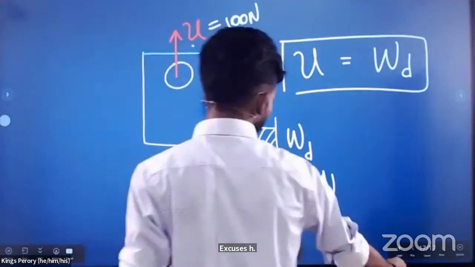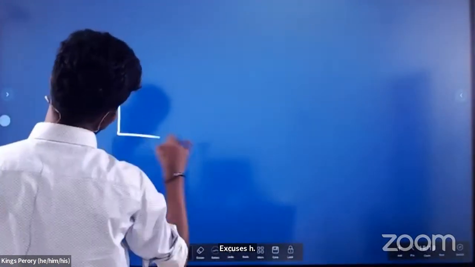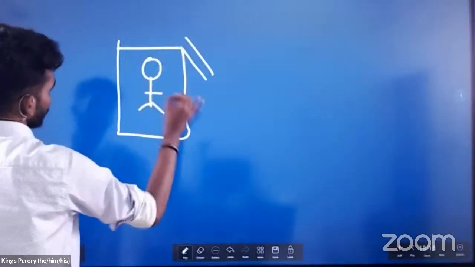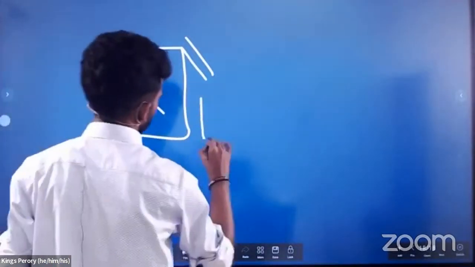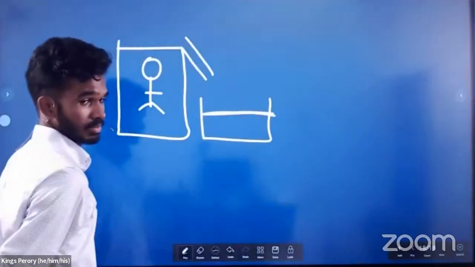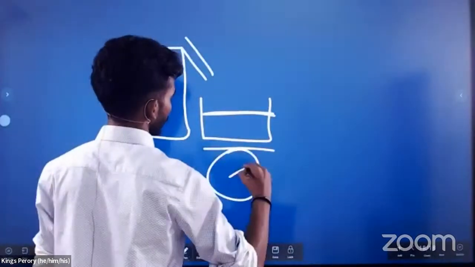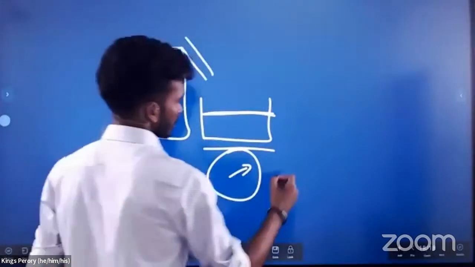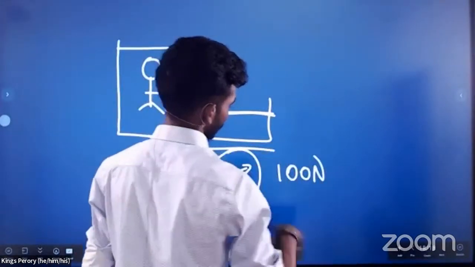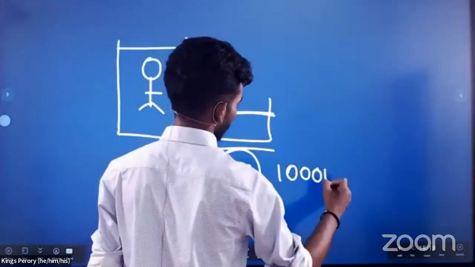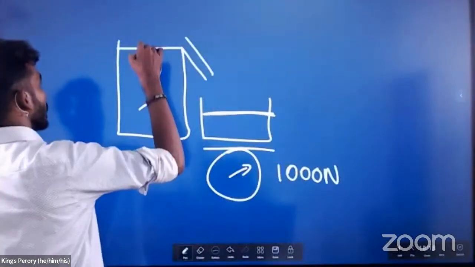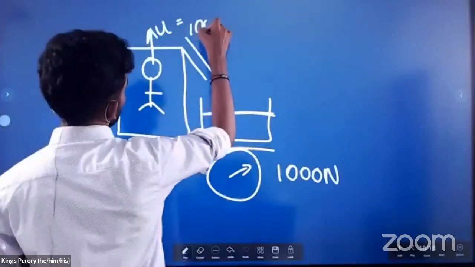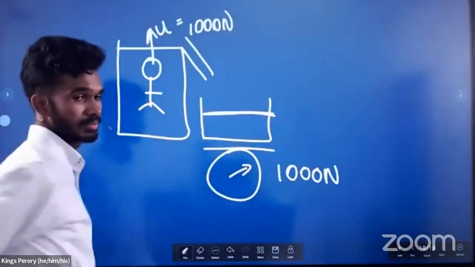For example, now your turn. For example, you take your friend and put the fellow inside a container. Some water gets displaced. You measure the weight of the displaced fluid. Let's say the weight measured there is 1000 Newton. What's the upthrust? 1000 Newton.